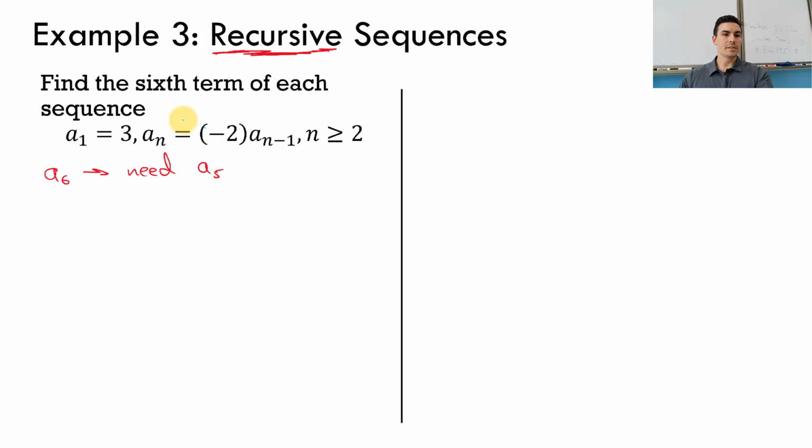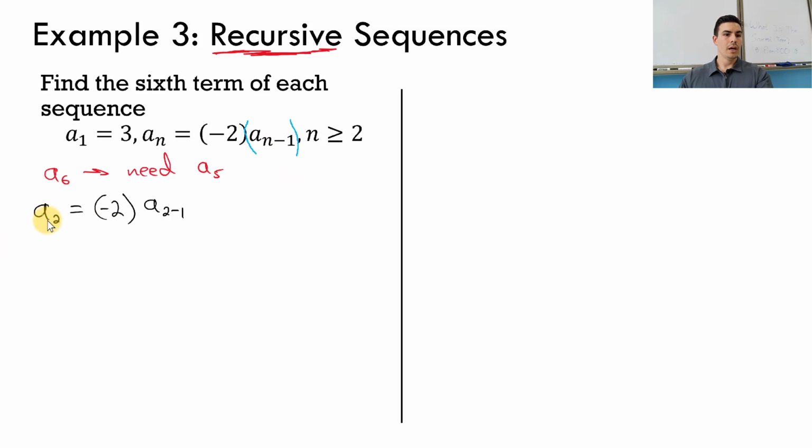However, for recursive sequences, that's not the case. So if I'm asked to find the 6th term of each sequence, I'm going to need the 5th, the 4th, the 3rd, the 2nd, and the 1st. So let's go ahead and find, we're given a sub 1, so we can calculate a sub 2 with that. And we can see that this is a recursive sequence because right here, this says a sub n minus 1. A sub n minus 1 means we are dependent on the previous term for whatever term we're looking for.